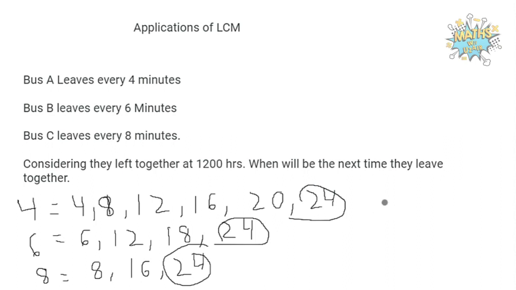So if they left at 1200 hours, they're going to leave again after 24 minutes, which is at 12:24 hours. So that's actually the two applications that we did of LCM.